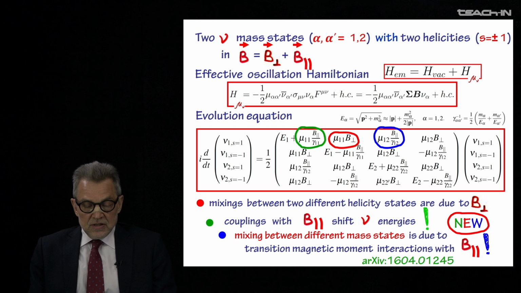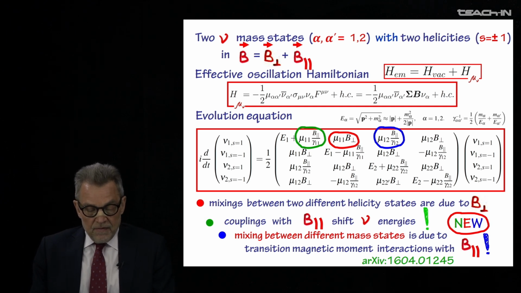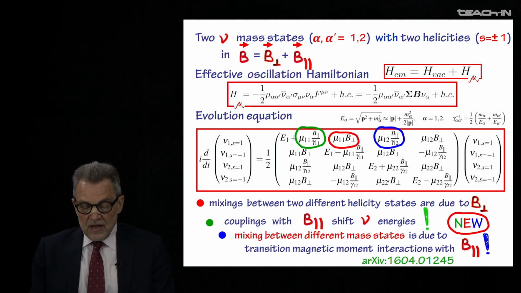This is just a consequence of the Hamiltonian that is shown above. Of course, one can consider three neutrino flavor states and three mass states of neutrinos, but for simplicity we confine ourselves to the case of two mass states and two possible flavor states with two different helicities. So here are neutrino mass 1 with two different helicities, and neutrino mass 2 with two different helicities. And these are the terms of the effective Hamiltonian. What we can see: the first conclusion, which is an obvious fact, is that the mixing between two different helicity states is due to the interaction of neutrinos with a transversal magnetic field.